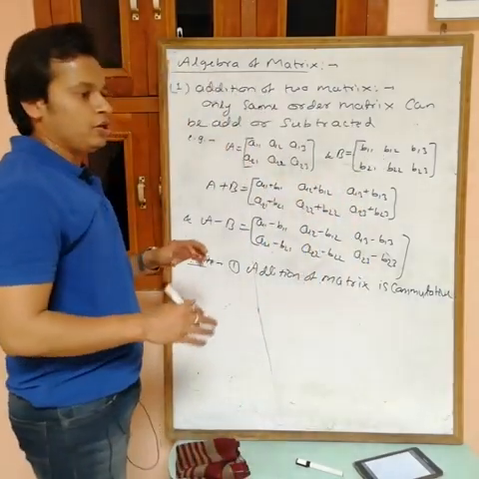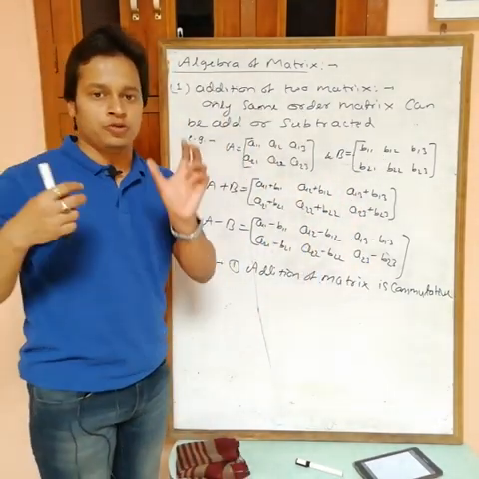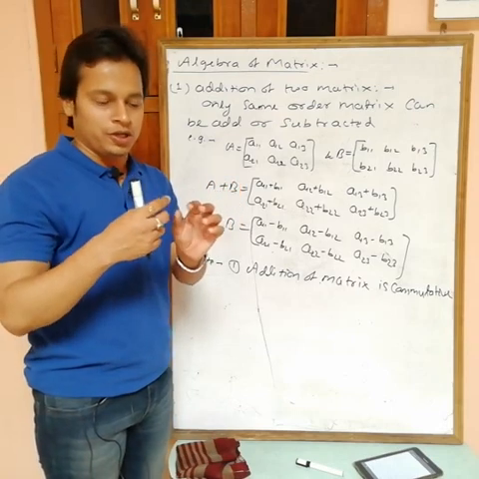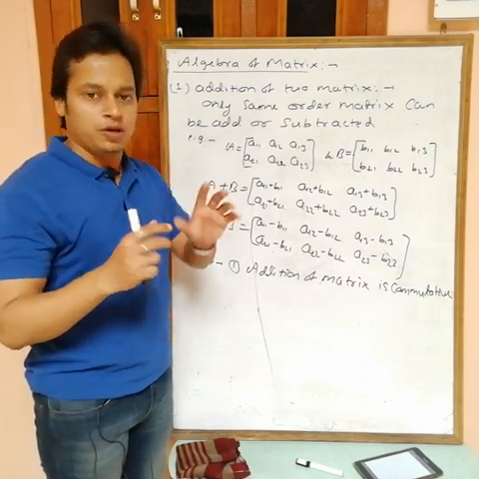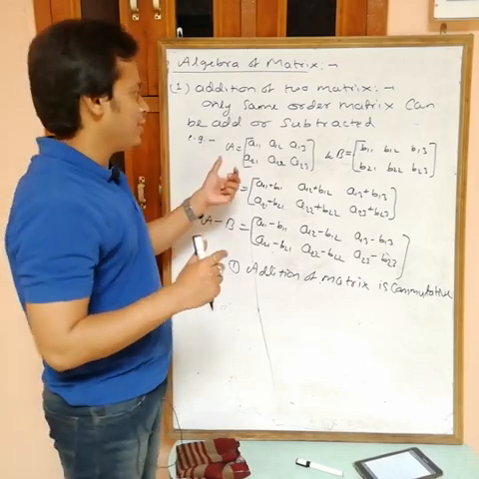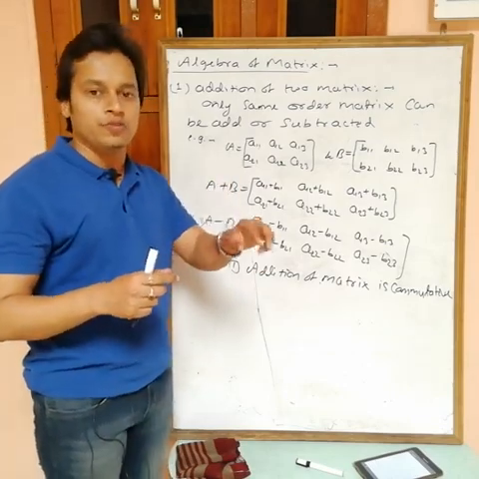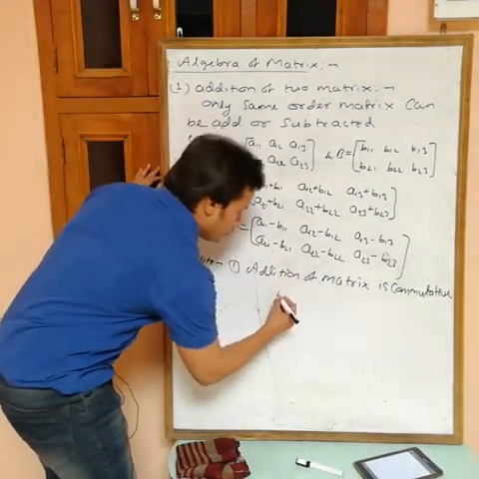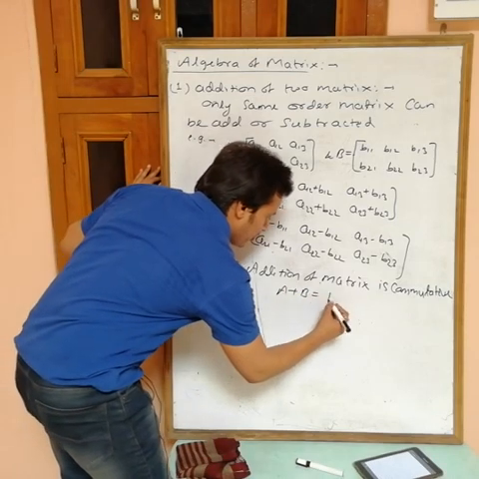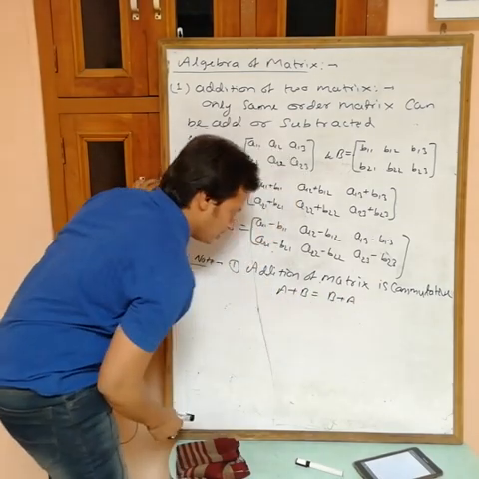Commutative law means if you want to perform any operation on two things, suppose A and B, then AB or BA must be the same. Here for addition, A plus B must be equal to B plus A. Commutative means find A plus B or find B plus A, both are the same thing.